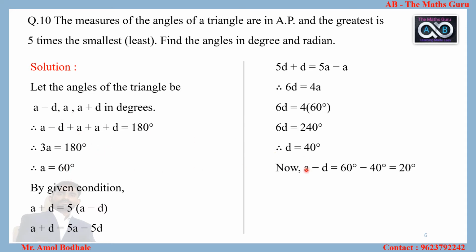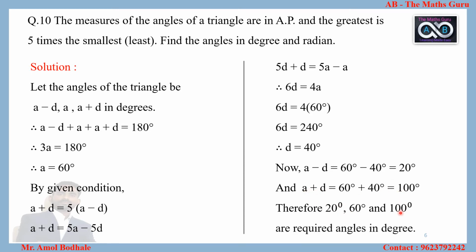So now a minus d, which is 60 minus 40, a is 60, d is 40, which will give us 20, and a plus d, which is 60 plus 40, which is 100. So the required angles are a minus d, which is 20, a, which is 60, and a plus d, which is 100. So 20, 60 and 100 are the required angles in degree. We can even convert these 20, 60 and 100 degrees into radian by multiplying by pi upon 180.